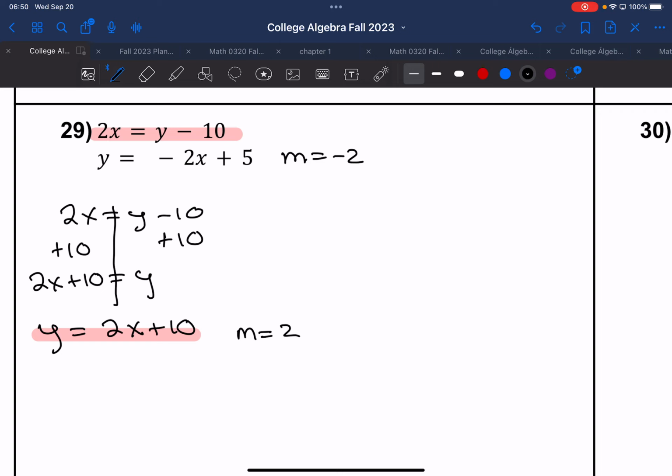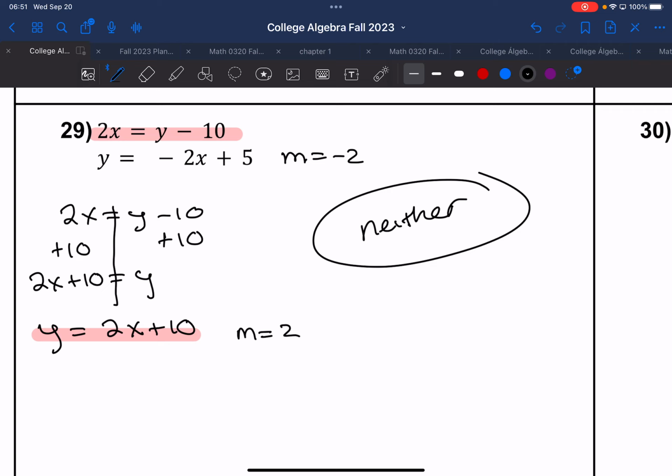Okay, so right off the bat, what do you think it is? Parallel. Right or not? It's not parallel because one's negative and one's positive. So it's neither. It's not perpendicular because even though the sign changed, it didn't take the reciprocal of 2, which would have been 1/2. It has to have both. Yep. I missed that part. So this means this is neither. It has to be both opposite and the reciprocal.